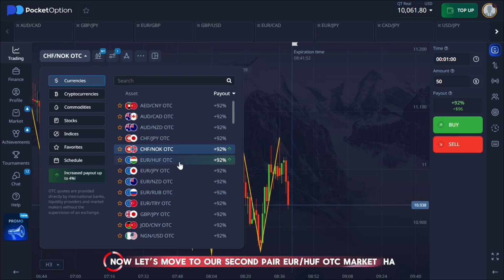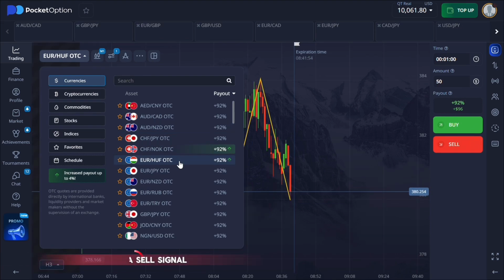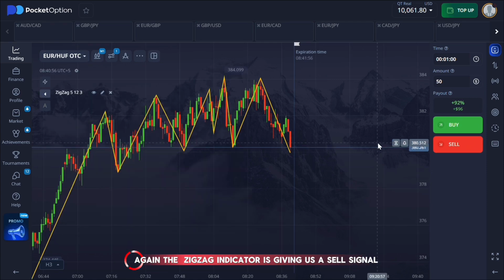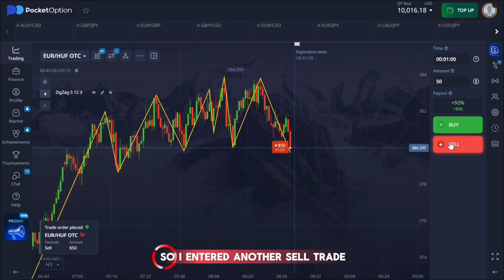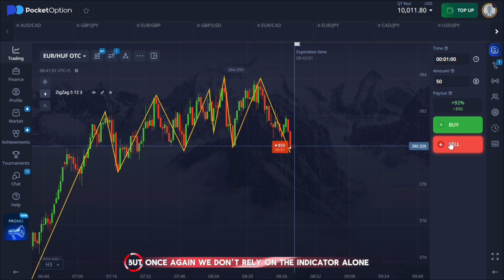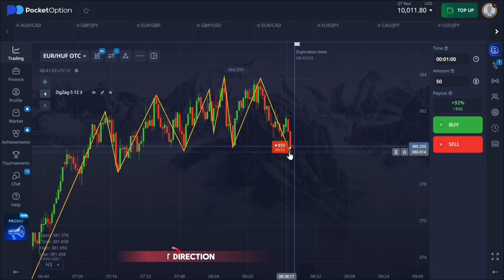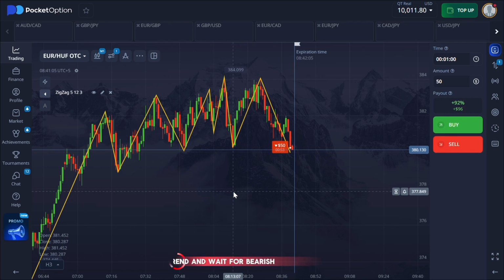Now let's move to our second pair, EAR-HUF OTC market. Again, the zigzag indicator is giving us a sell signal. So I entered another sell trade. But once again, we don't rely on the indicator alone. We first check the market direction, identify the trend, and wait for bearish candle confirmation.